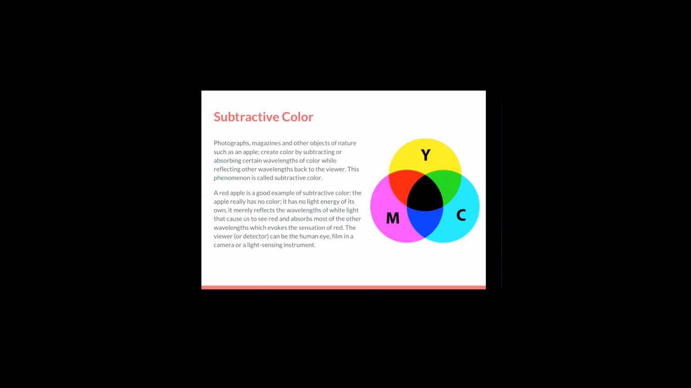A red apple is a good example of subtractive color. The apple really has no color. It has no light energy of its own. It merely reflects the wavelengths of white light that cause us to see red and absorbs most of the other wavelengths, which evokes the sensation of red. The viewer or detector can be the human eye, film and camera, or light sensing instrument.